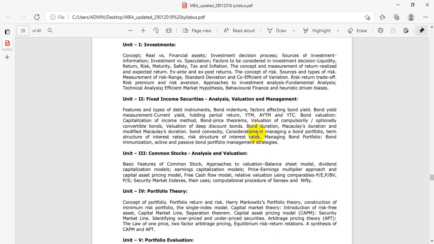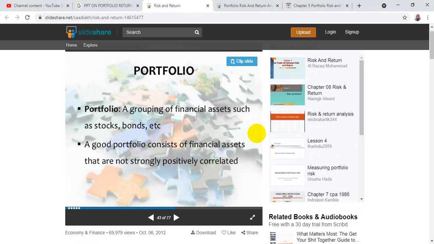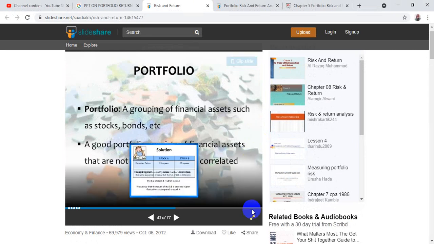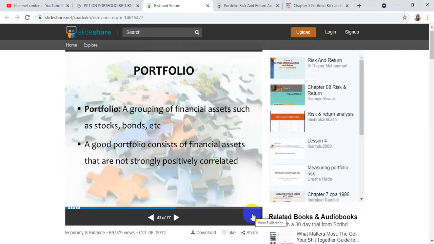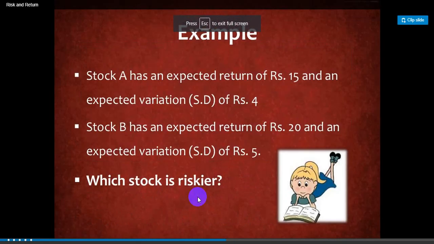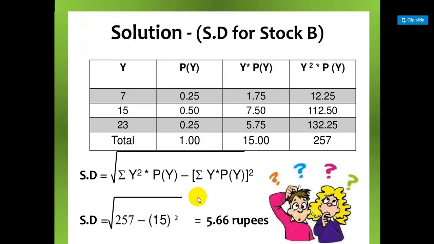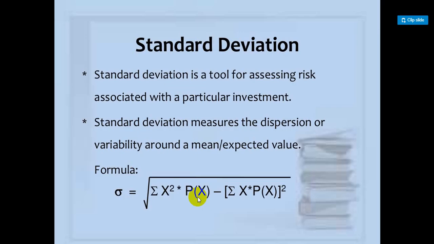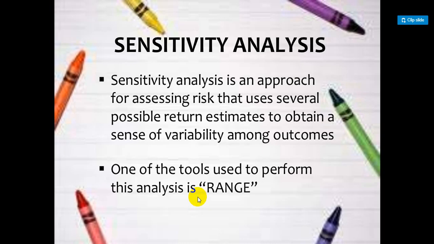I want you all to just go through it once, what we have done in our classes. So I'm going to give you a little bit of overview about what we have done and that movement, that is about the portfolio theory. So let's start doing this. If you can see this, risk and return also I have shown you how to do it. Standard deviation also.